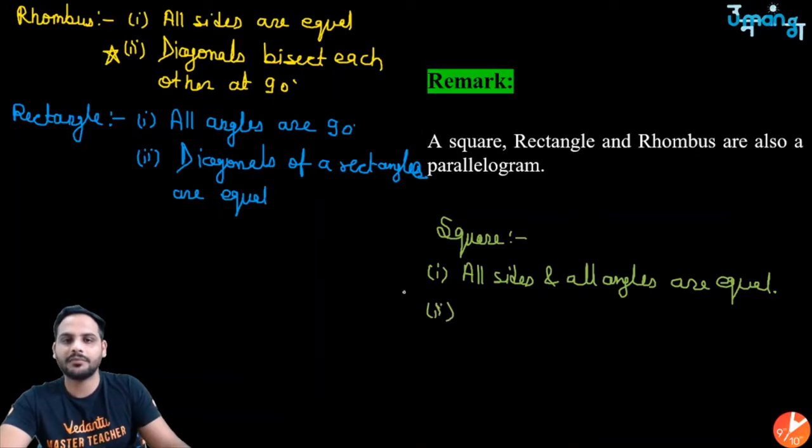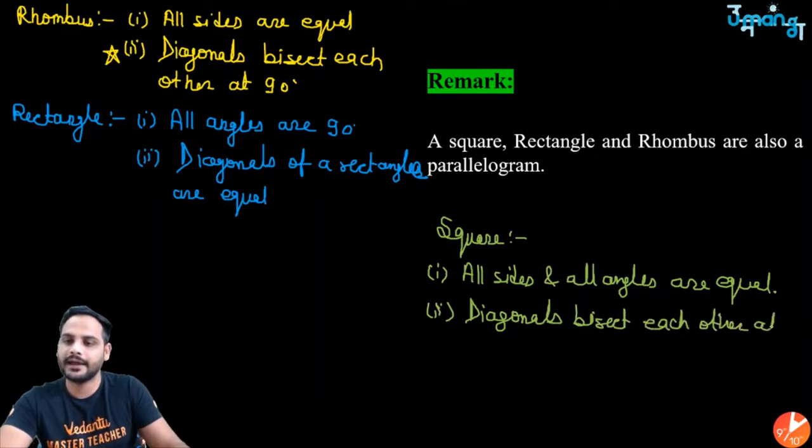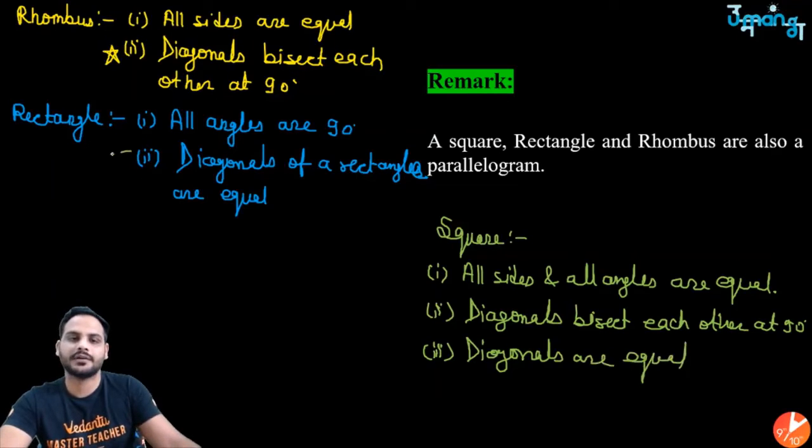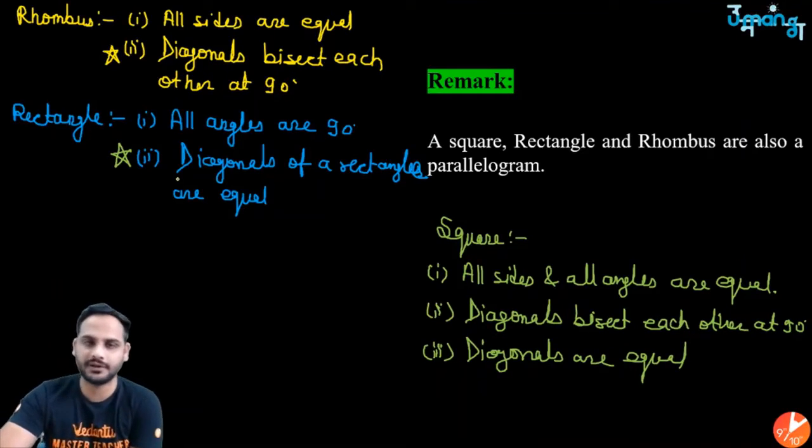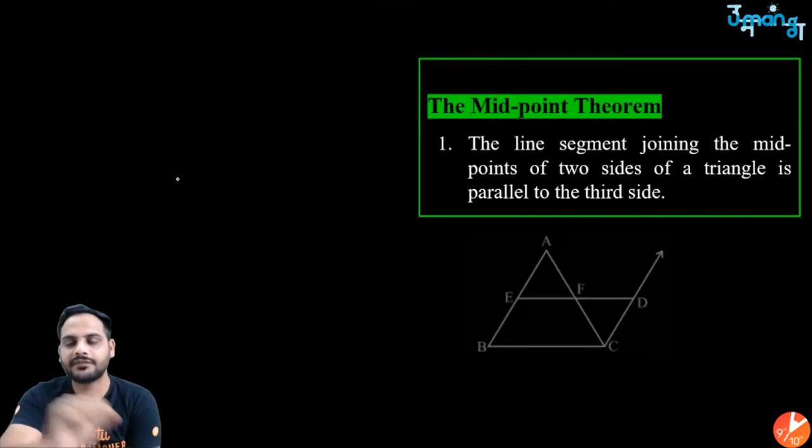Second thing, as in the rhombus, the diagonals bisect each other, this will also be followed by a square. So diagonals bisect each other at 90 degrees. That will also be followed by the square. And the third part, from the rectangle, is that diagonals are equal. Got it? So this is how you can understand the extra properties. Rest all the properties of a parallelogram will be followed by the square, rectangle and rhombus. Got it? Okay.